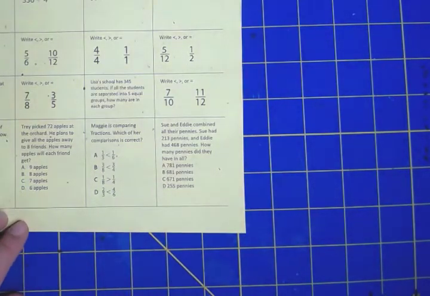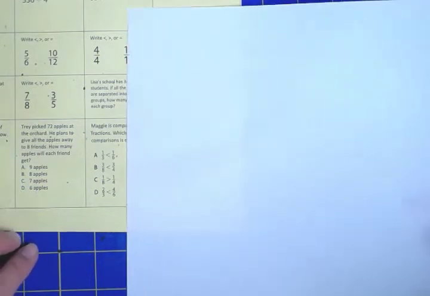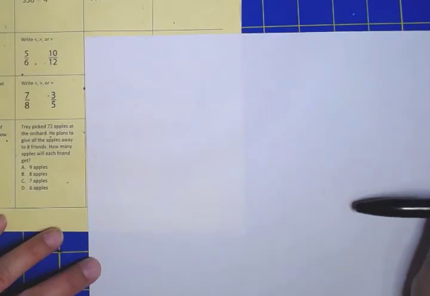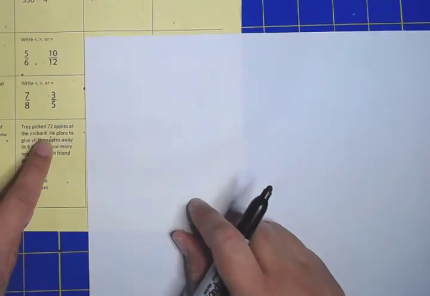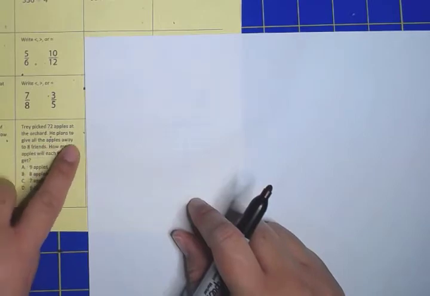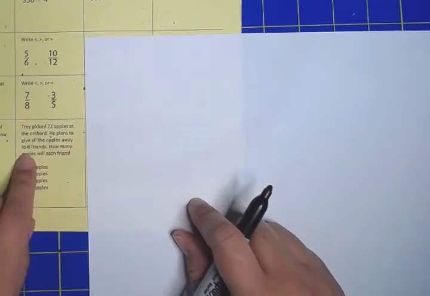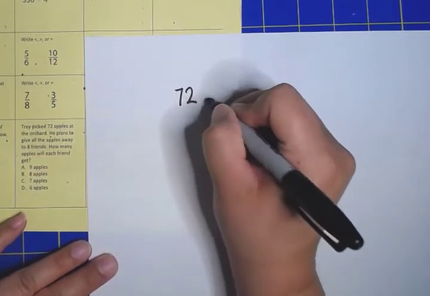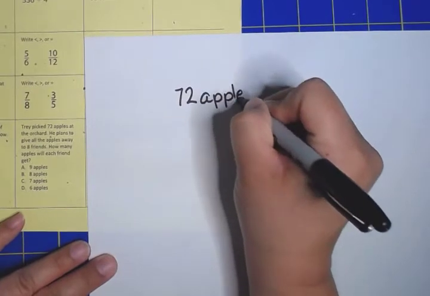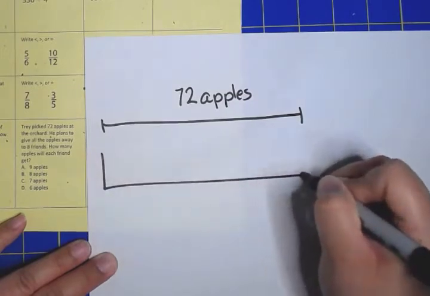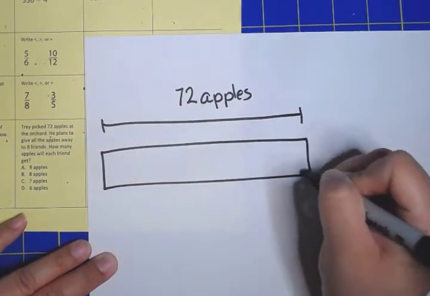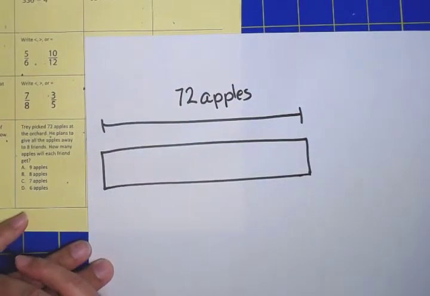All right, the word problem on day 3. Trey picked 72 apples at the orchard. He plans to give all the apples away to 8 friends. How many apples will each friend get? So if he has 72 apples, these are all his apples right here. And he has 8 friends.